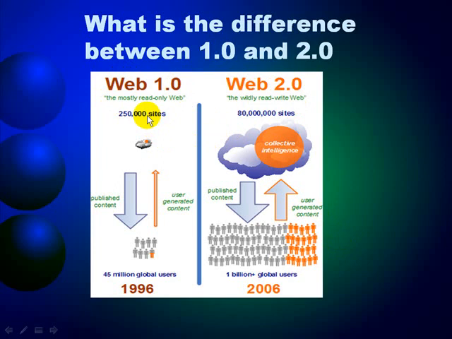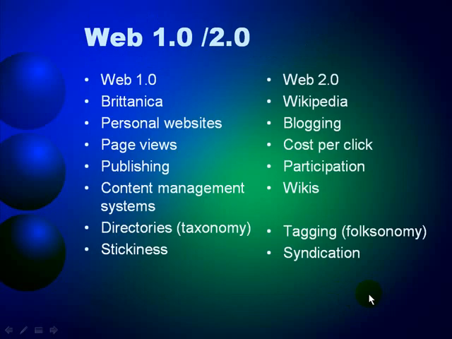250,000 sites. 80 million sites. Do you see in this picture, for Web 1.0, there were 45 million global users in 1996. Now it's 1 billion plus global users. And do you see the difference over here with user-generated content and user-generated content here? Look at the collective intelligence.